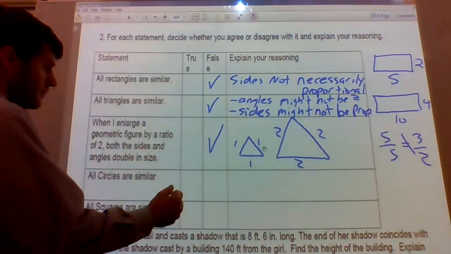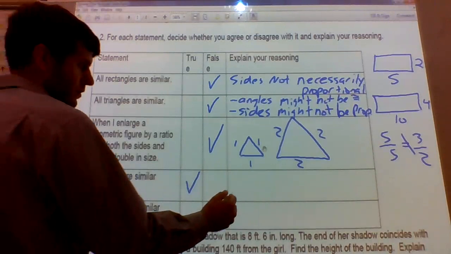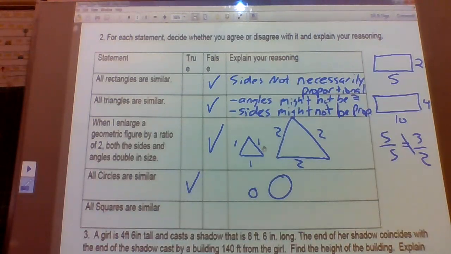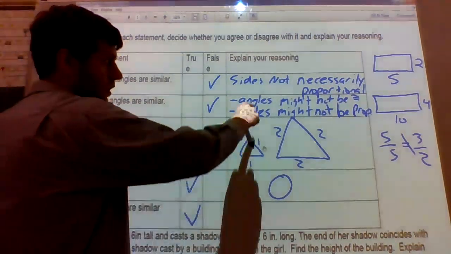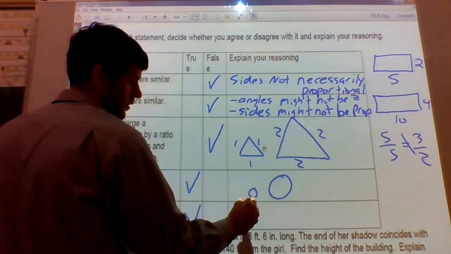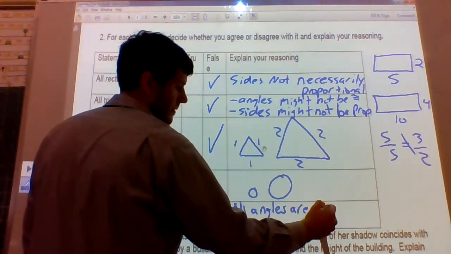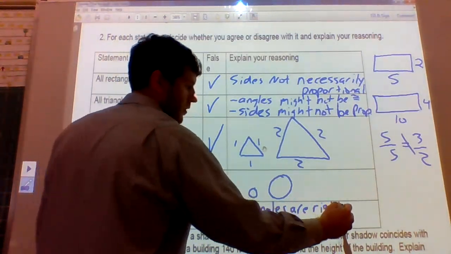All circles are similar. Okay, that's going to be a yes, kind of by definition. All you're doing is changing the radius. Circles are by definition similar. Squares are also going to be similar. We know the angles are all the same, so all angles are right angles.